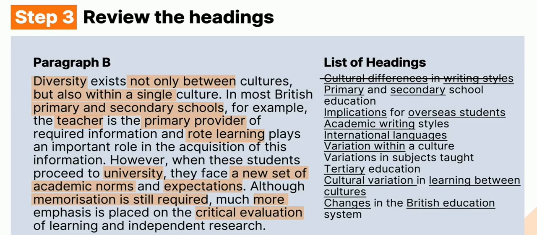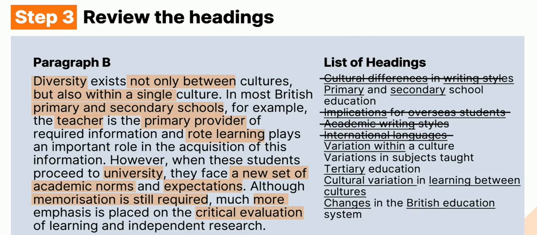Now consider primary and secondary school education. This one's a maybe. You need to be careful with this heading though. Primary and secondary are mentioned in the second sentence of paragraph B. But is this the main idea of the paragraph or just a supporting idea? If you're not sure, you can always leave it and make the final decision later. Implications for overseas students, academic writing styles, and international languages are all a no and can be eliminated because they are not relevant to the main idea here.